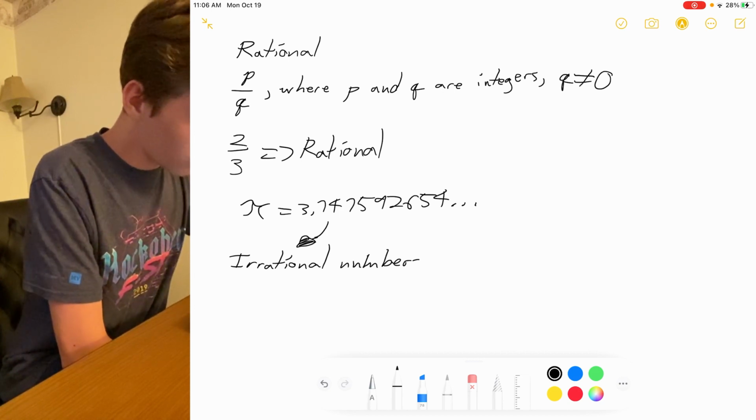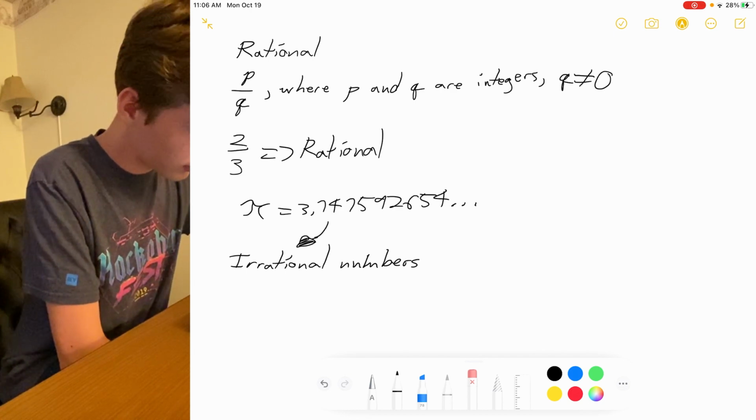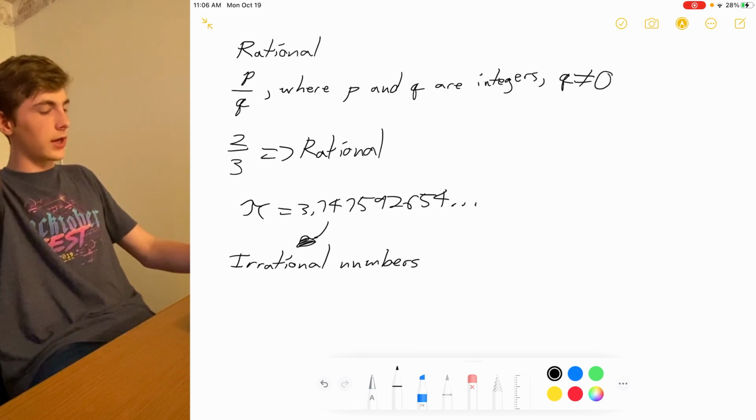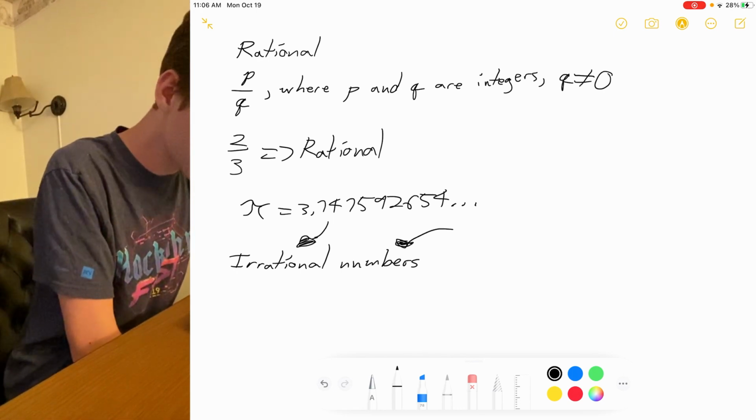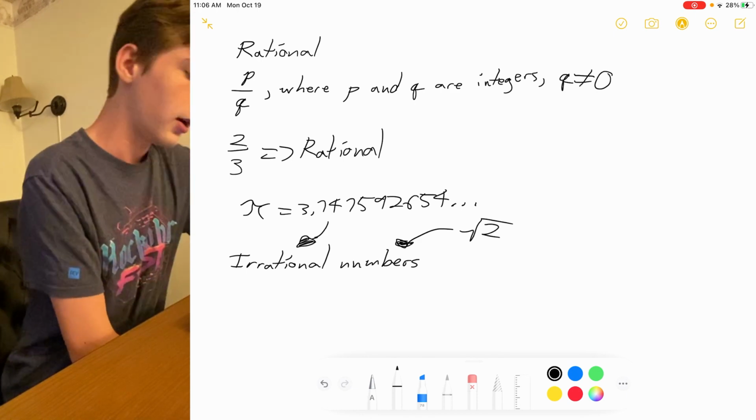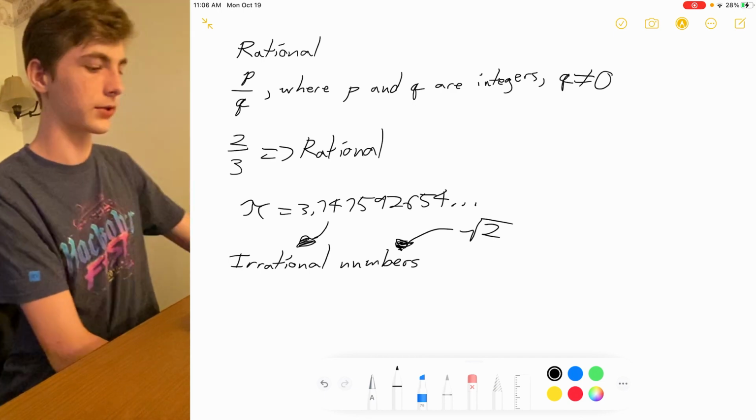So because we can't make a ratio out of it, we call it an irrational number. Let me fix that now. So that includes numbers like pi. It also includes some square root numbers, like the square root of 2. They all kind of fall into this irrational numbers category.